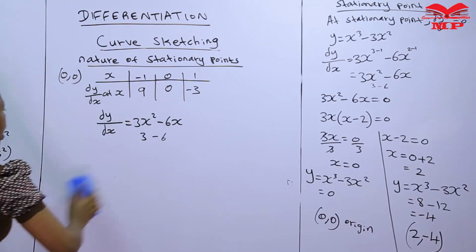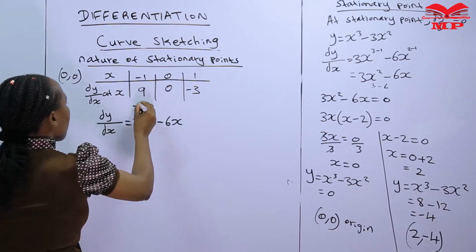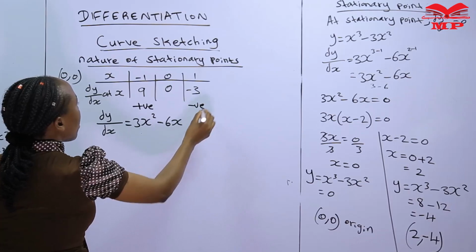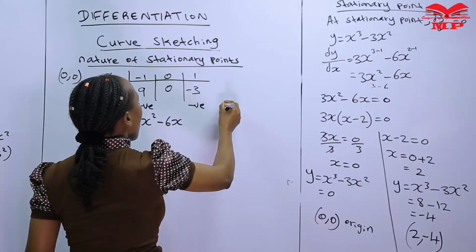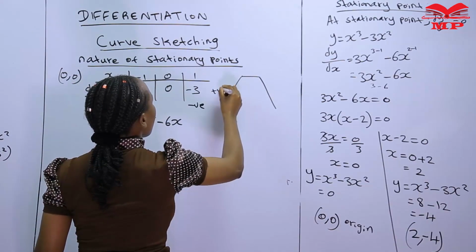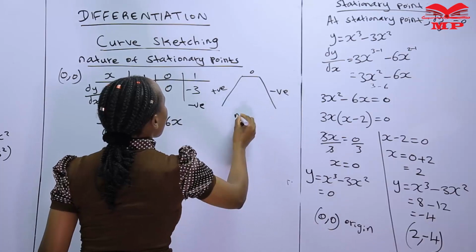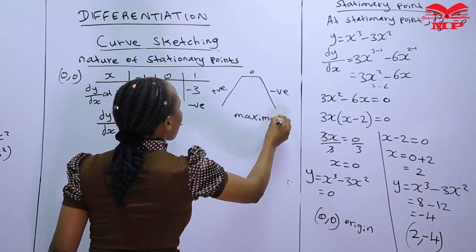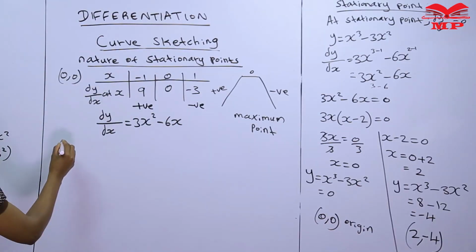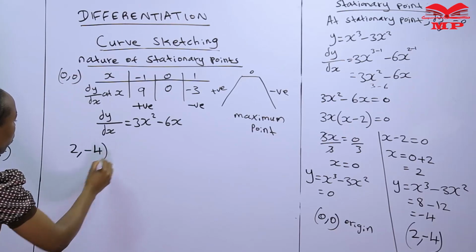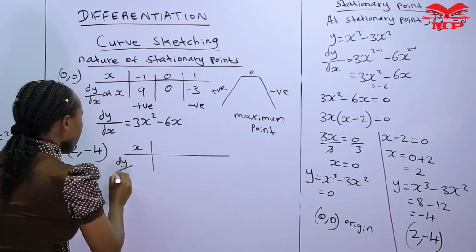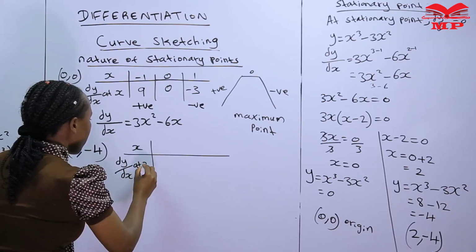And therefore, we have positive gradient, then 0, and then we have negative. Positive, 0, negative. And therefore, this point is a maximum point. Then we move on to the other point, that is 2, negative 4. Again, we come and get the values of x, and then the gradient dy dx at the point x.